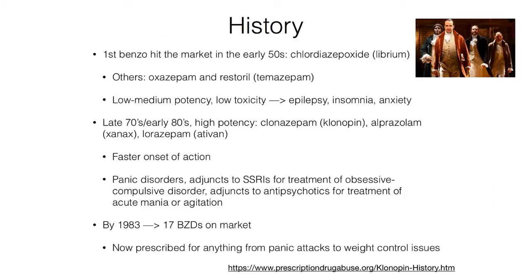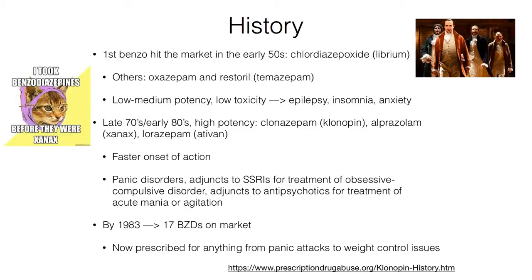So for a little history, the first benzo, which was Librium, hit the market in the early 50s, and soon after there were a couple of others as well, like Restoril or temazepam. These were low to medium potency and low toxicity, so they were readily prescribed for epilepsy, insomnia, and anxiety.